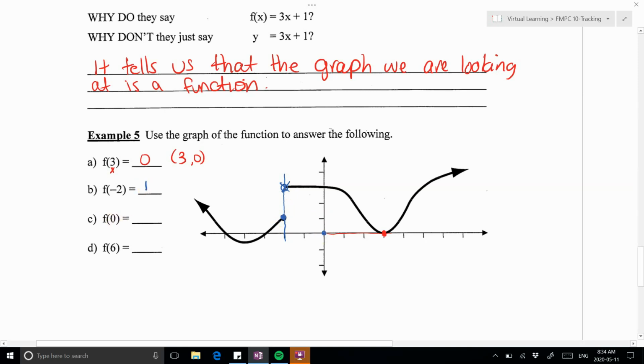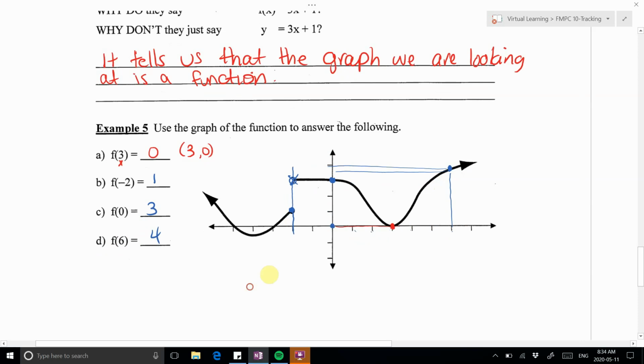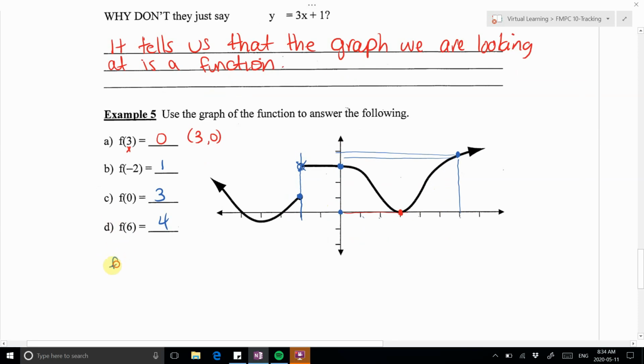F at 0. So when x is 0, my line, and it doesn't have to be a point, right? A line going through is the same as having a point there. It's hitting at positive 3. F at 6. 1, 2, 3, 4, 5, 6. Where's that line, right? Because it's where our line's going through. Positive 4.